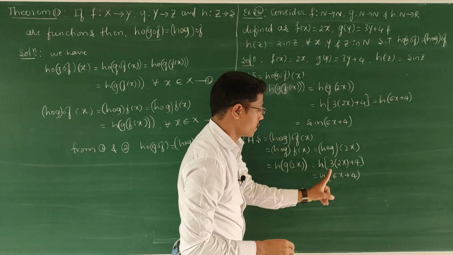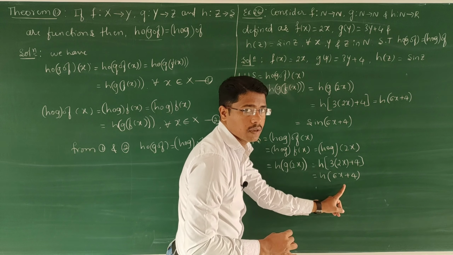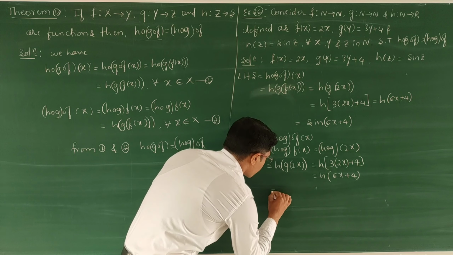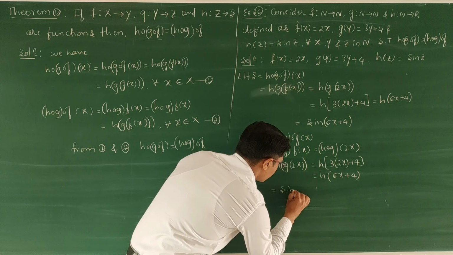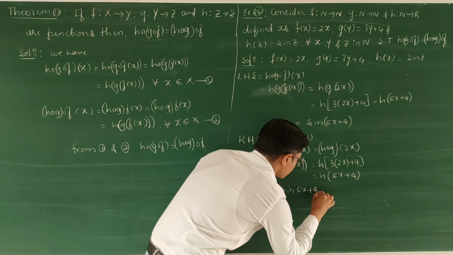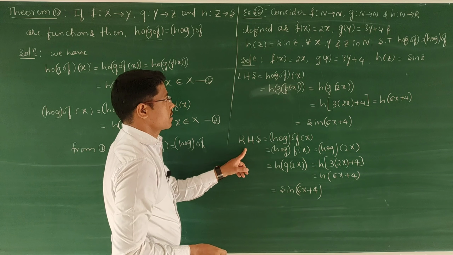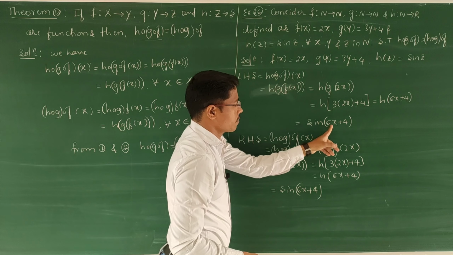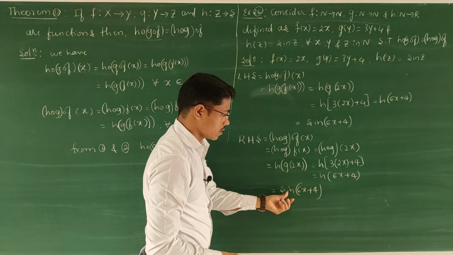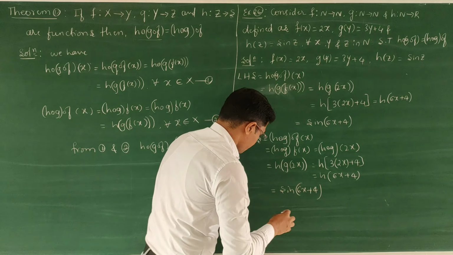h of z means sin z. Take h of z and substitute z in place. That is sin of 6x plus 4. So this is RHS. See, LHS is sin of 6x plus 4, RHS is sin of 6x plus 4.